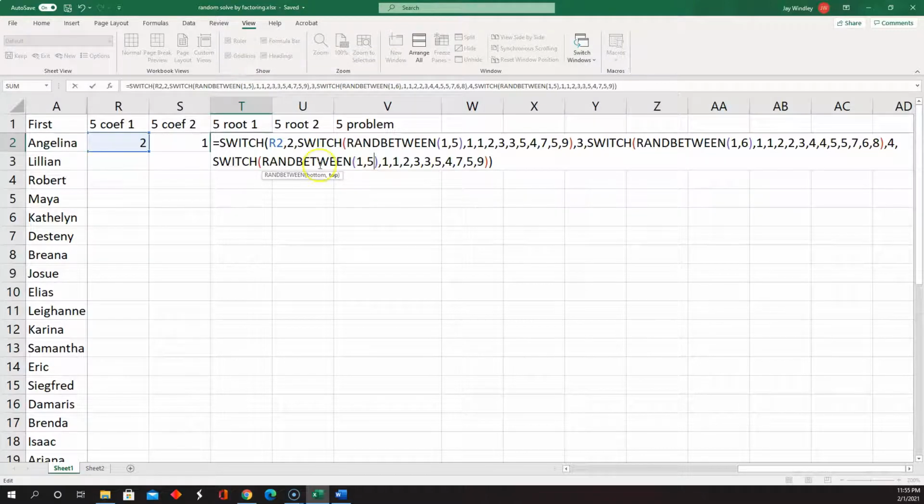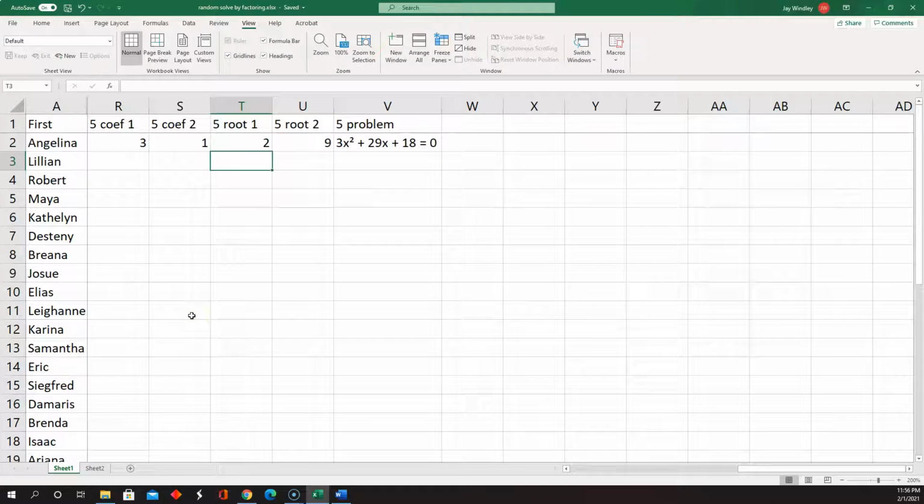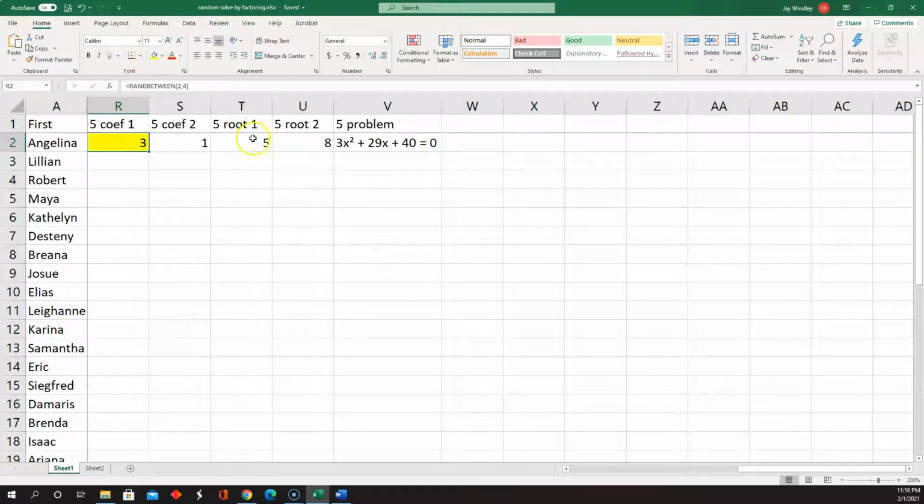So when this coefficient in R2 is a 4, we're going to choose either a 1 or a 3 or a 5 or a 7 or a 9 for our root. So notice that's a 4, that's a 9. That's a 3, that's a 2. That's a 4, that's a 7. So this number here and this number here should never have anything in common. They should never have a common factor. That's what I'm doing with the nested switch statements.